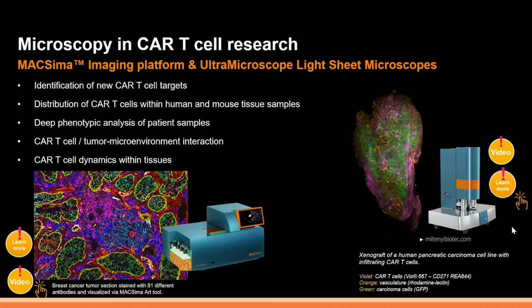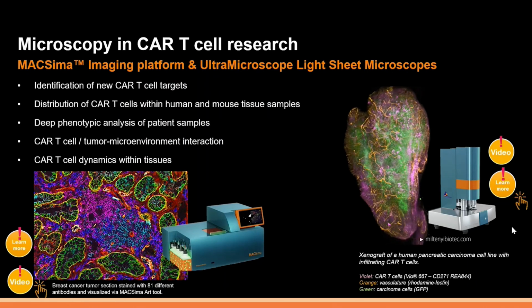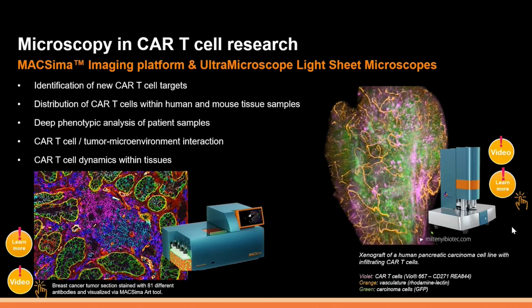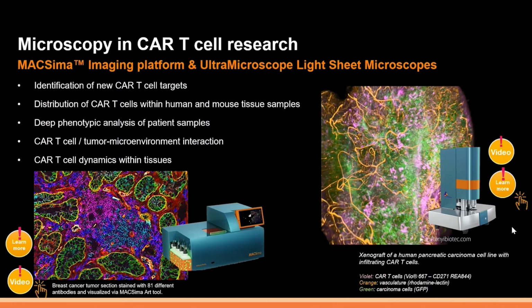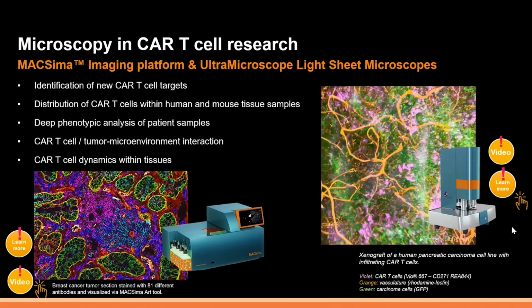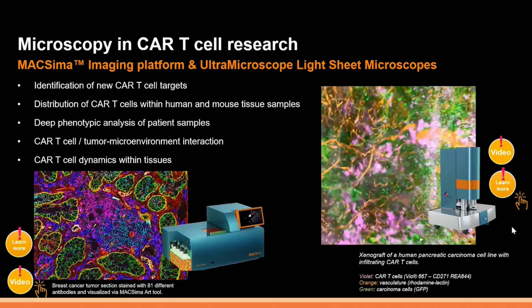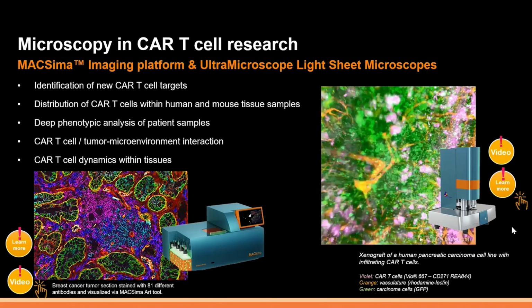In this context, the ultramicroscope 2 is a highly flexible light sheet microscope for 3D imaging of cleared samples. The ultramicroscope Blaze is a fully automated light sheet microscope for 3D imaging of multiple samples. Please have a look at this impressive video taken with the ultramicroscope Blaze that shows a mouse xenograft of a human pancreatic carcinoma cell line with infiltrating CAR T cells in 3D.